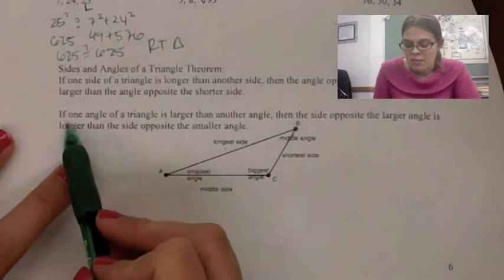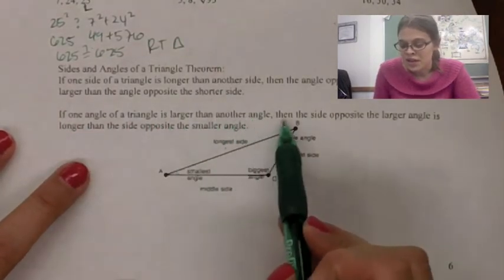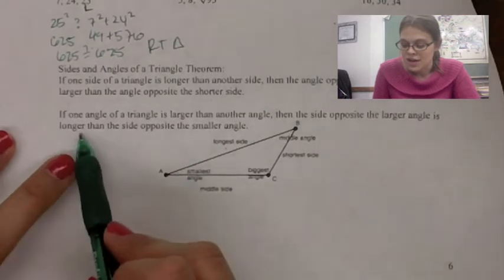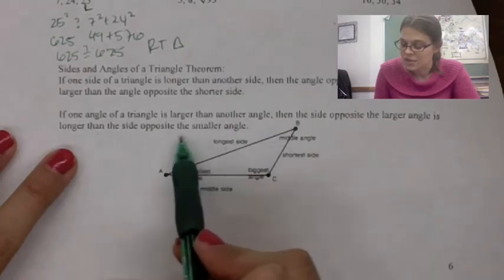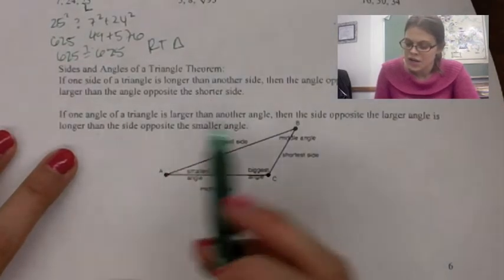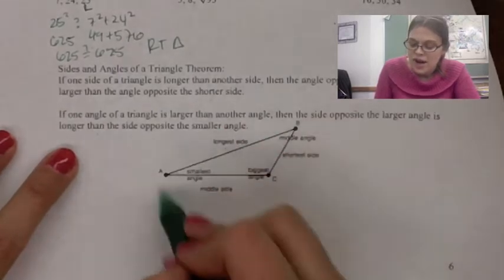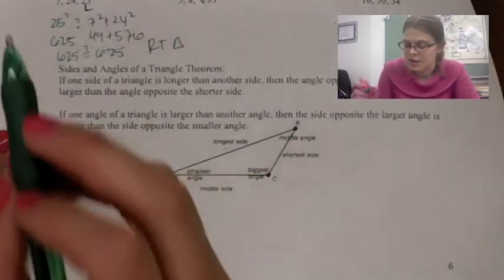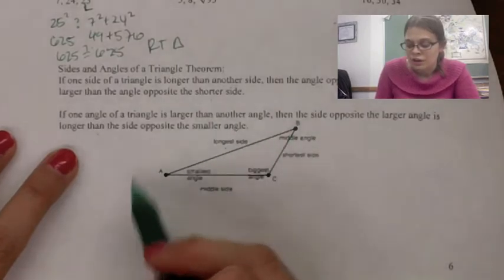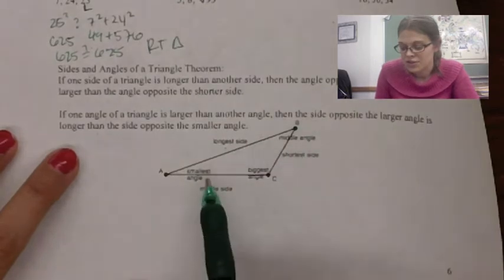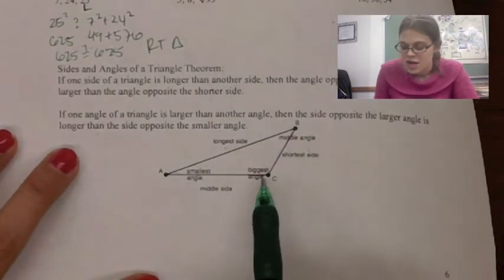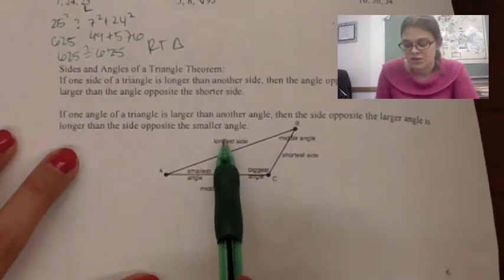Okay? If one angle of a triangle is larger than another angle, then the side opposite the larger angle is longer than the side opposite the smaller angle. Okay? So what we have here is that you now can order your angles. Sorry about the pause in the middle there. You can now order your angles based on the sides that you're given, and you can order the sides based on the angles that you're given. So if the smallest angle is across from the shortest side, the middle angle is across from the middle, and the biggest is across from the longest.